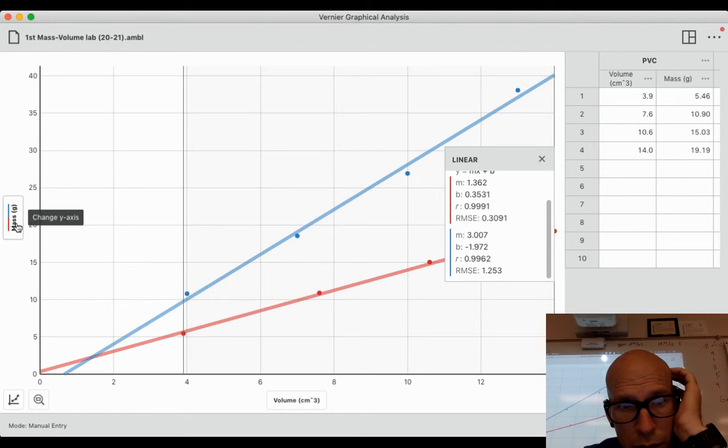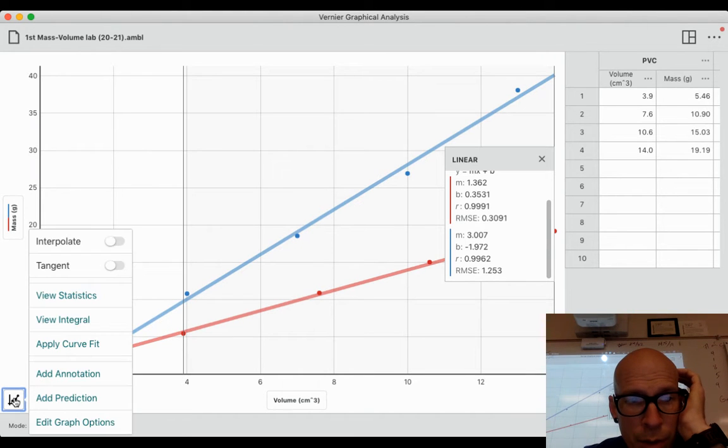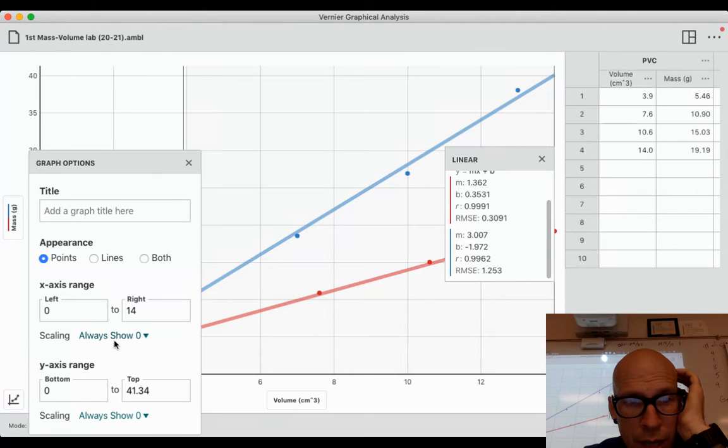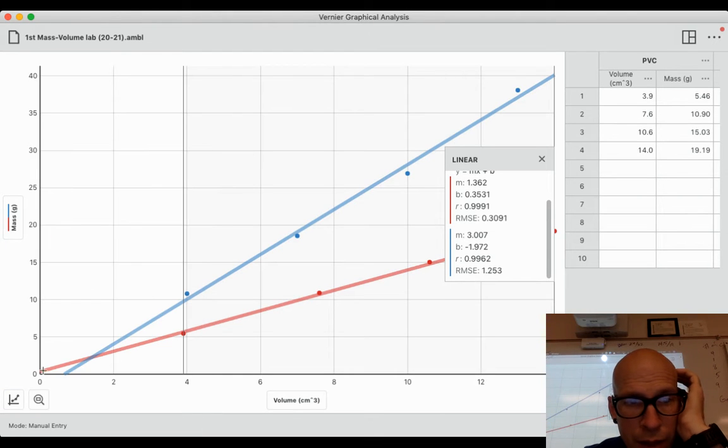And then over here, hopefully you remember to get down here and do the edit graph options. Always show 0, always show 0, so that we have our origin down here. That was kind of important.